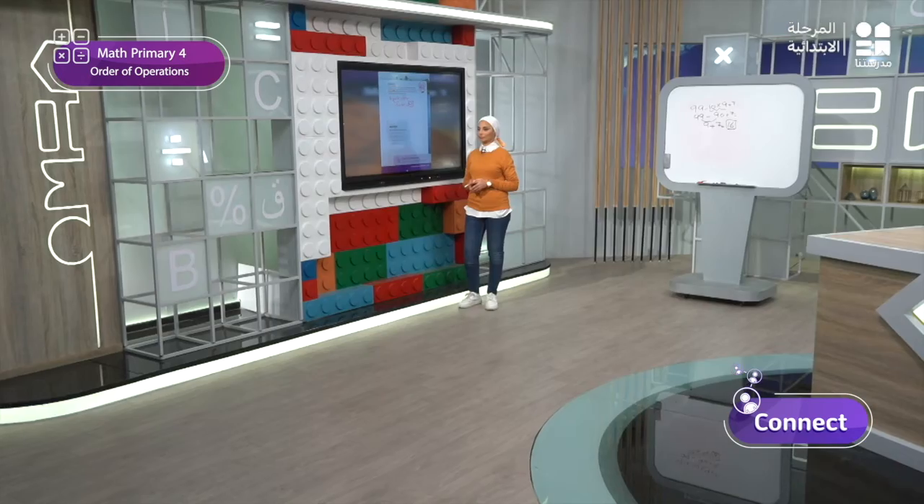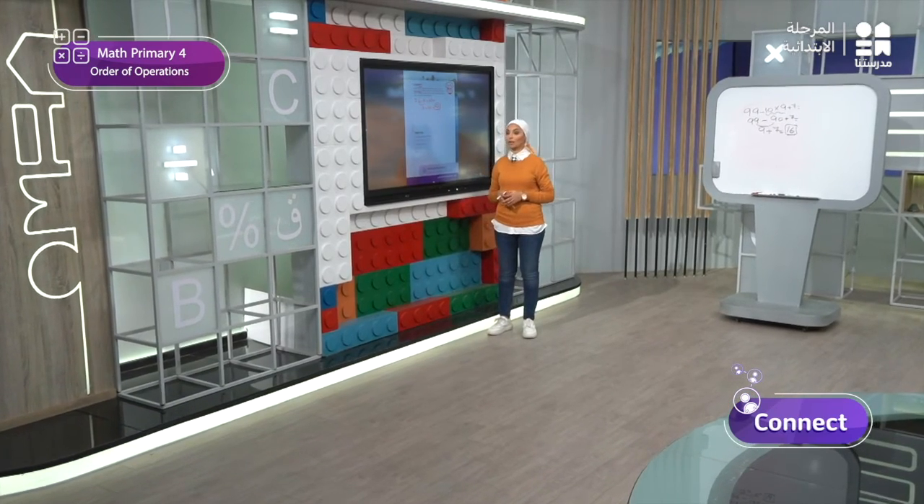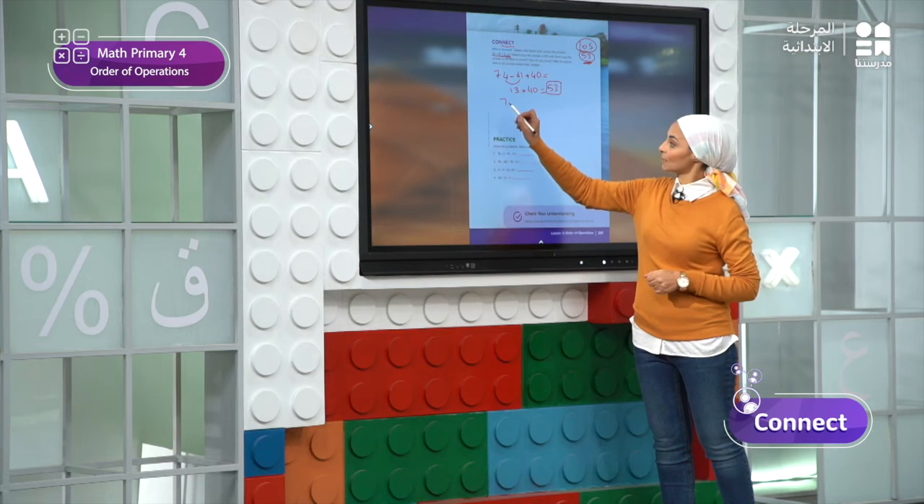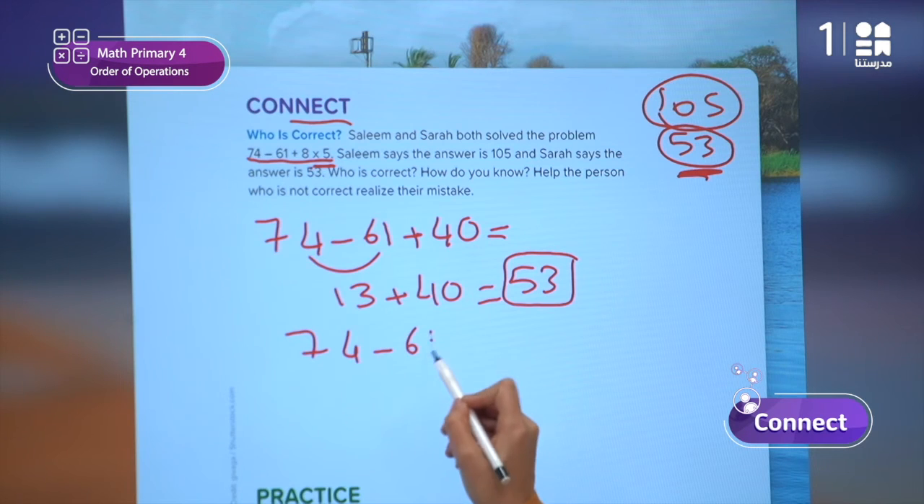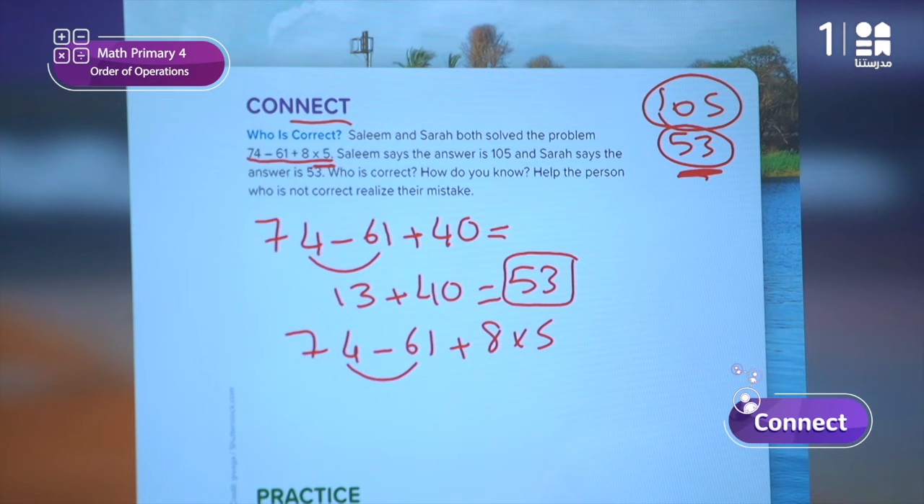correct answer. And now, why do you think Salim had a different answer? Why did Salim get a different answer? Of course, he made a mistake. He must have done something wrong in his problem. First, he subtracted 74 minus 61. My problem is 74 minus 61 plus 8 times 5. So what did Salim do? He did 74 minus 61. 74 minus 61, the answer was 13.